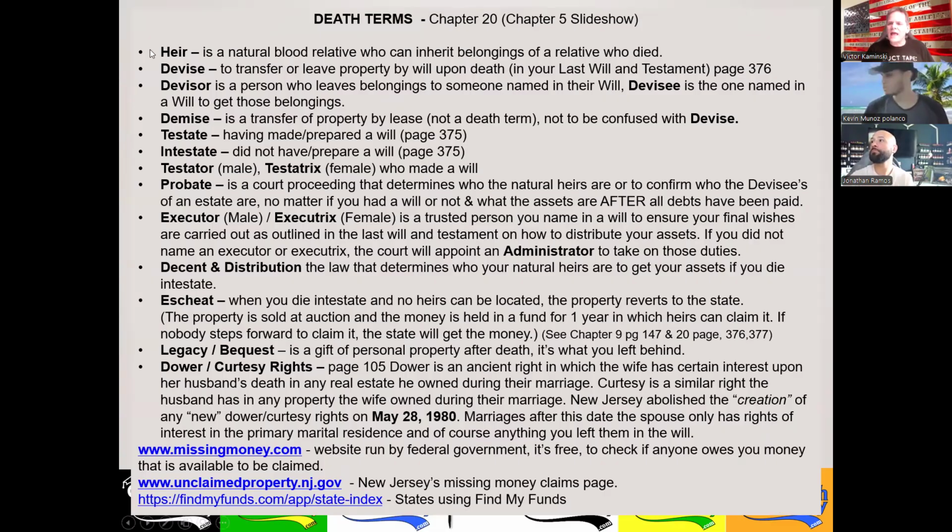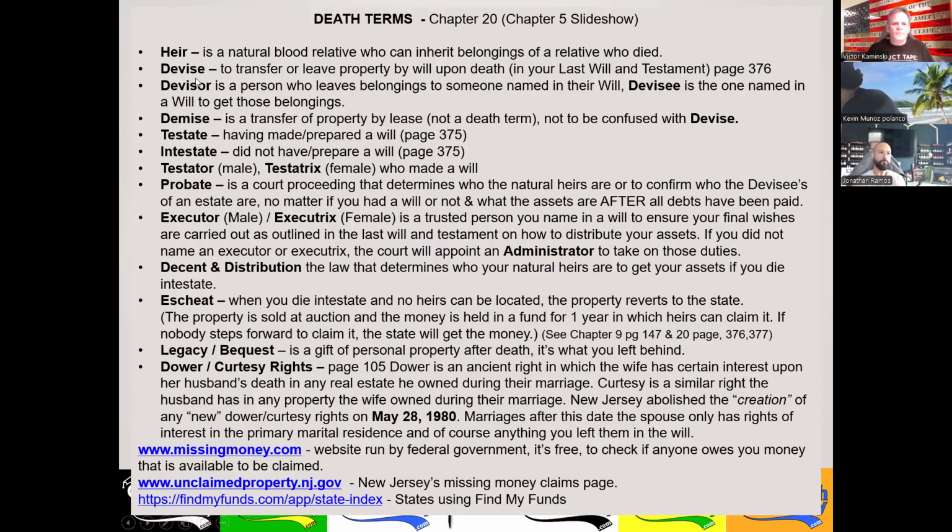An heir. What is an heir? We're not talking about a rabbit, a hare's hair. We were talking about an heir. It's a natural blood relationship. It's a natural blood relative who can inherit your belongings when the relative dies. So they're a natural blood relative who can lay claim to inherit your stuff.